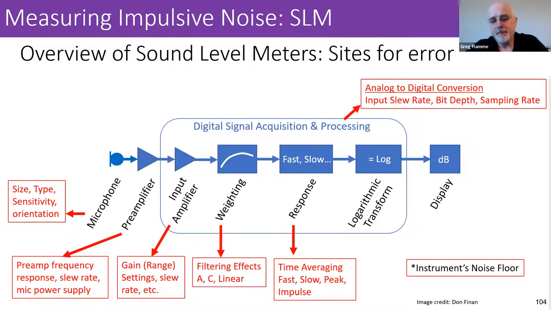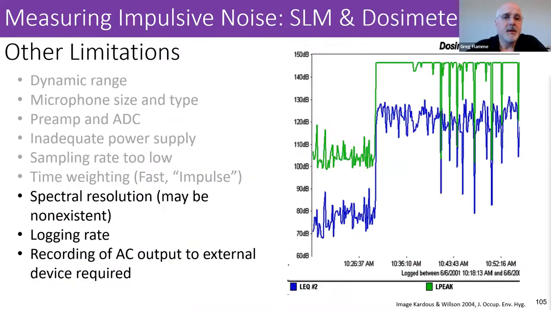Thank you. As Don was just going through, a different representation of the block diagram of a sound level meter: pretty much any device or any stage of processing along the way should be considered as a potential source of error for capturing impulses. And differing systems, differing measurement circumstances will determine which of these factors is going to be the most important. Please move on to the next slide.